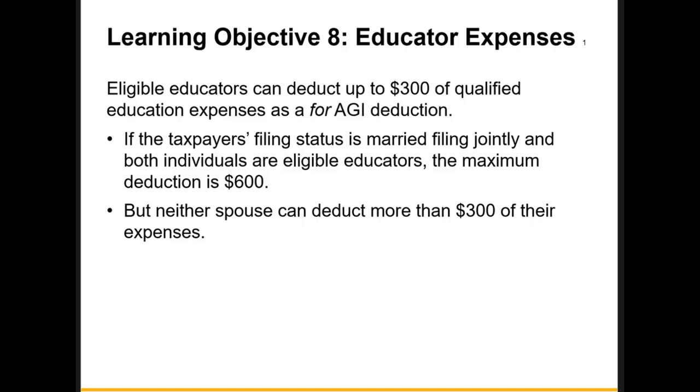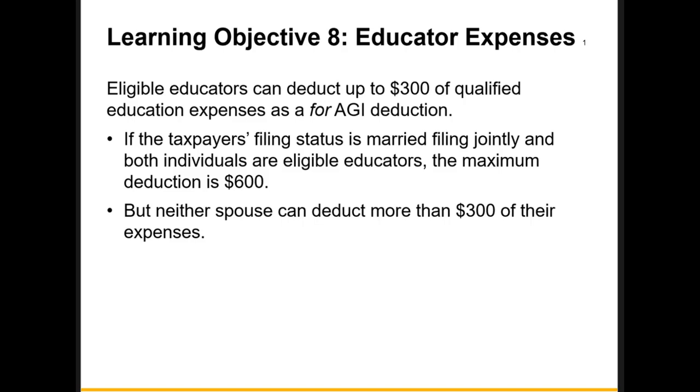Now, educator expenses. The tax law decided that teachers were spending too much of their own money trying to buy supplies for their classrooms and stuff like that, and were not getting reimbursed or anything like that, so we needed to give them a tax break for that. So, eligible educators, we have $300. Whoop-de-doo, okay, of qualified education expenses, a for AGI deduction. So that means whether they itemize or not, whatever other deductions they have, they can still benefit from this.